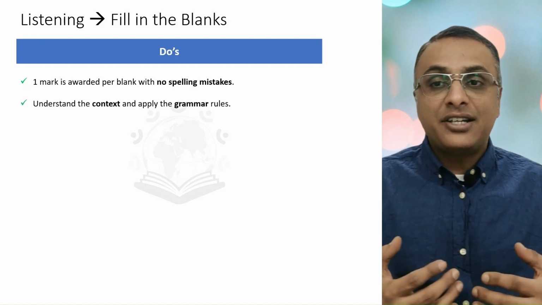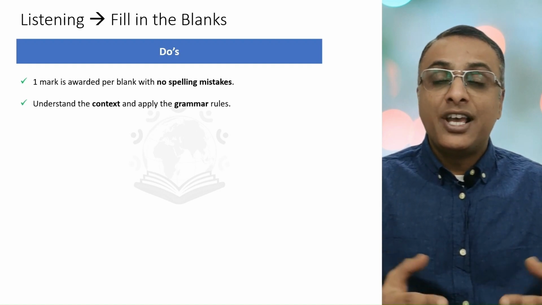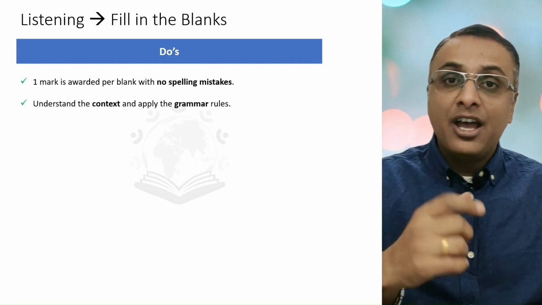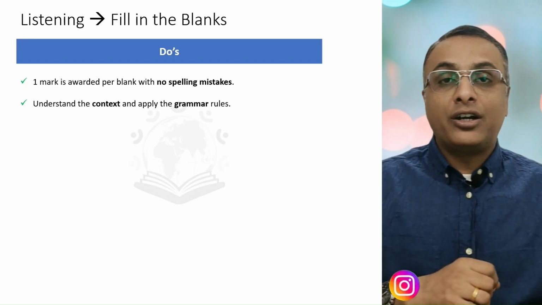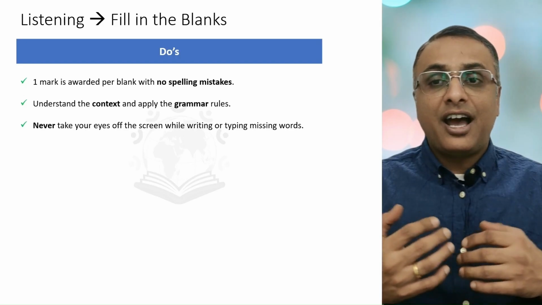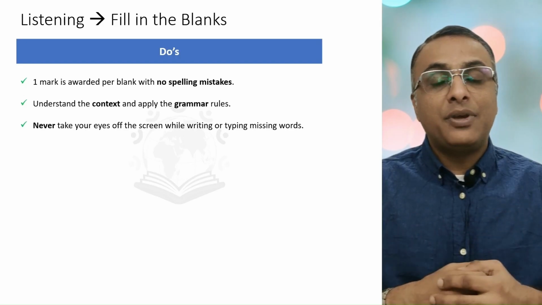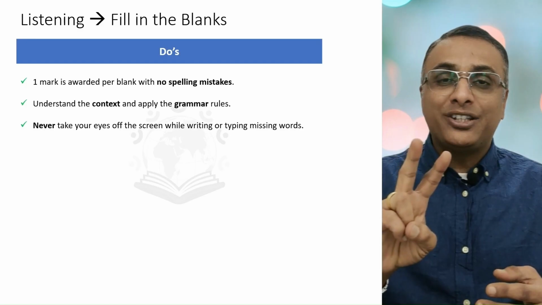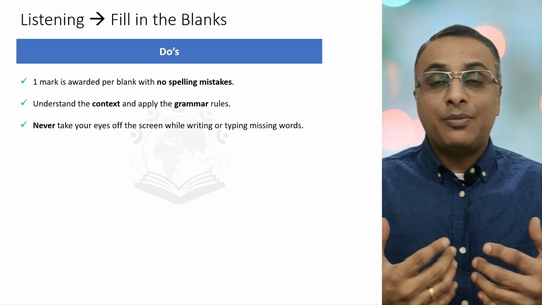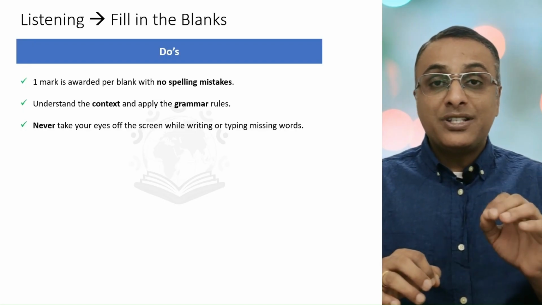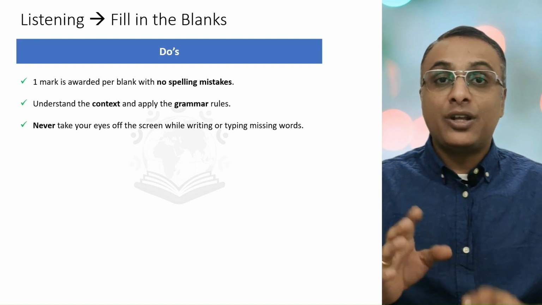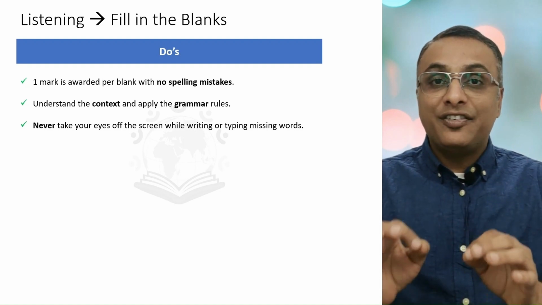Next thing, understand the context and apply grammar rules. In case of any doubts with regards to the correct word, you can use grammar or context. So these 2 things will come in handy. Next thing, never take eyes off your screen while writing or typing missing words. I will tell you 2 methodologies which I have tried and tested. One is, if you're good in typing, go ahead and type those missing words in the blank itself, hit tab, it will move on to the next blank so that you'll always be ready to identify that word.